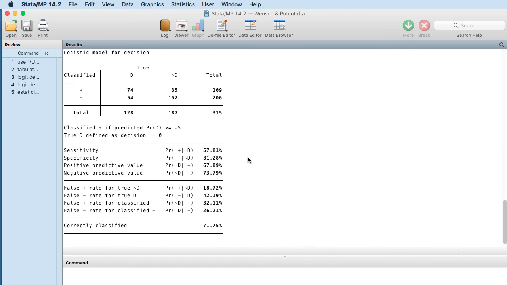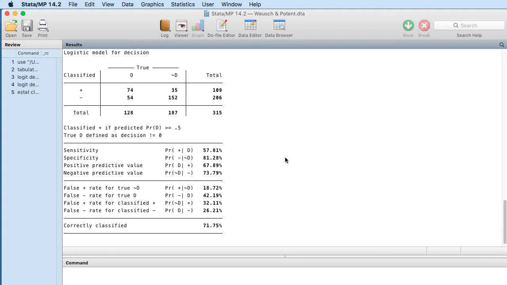Now we have two values here, sensitivity and specificity. So our sensitivity, if we divide our 74 by 128, we get 57.81. So these are the number that were correctly classified for continuing. And if we divide our 152 over 187, we get 81.28%. And so these were the numbers of individuals who were correctly classified to discontinue the experiment.